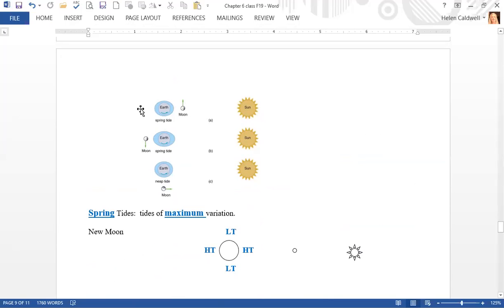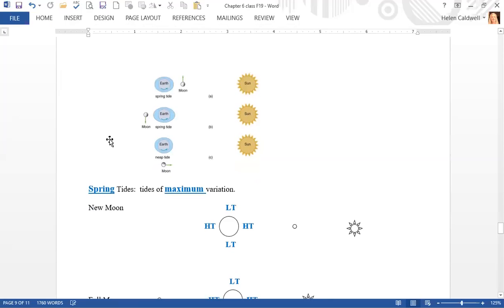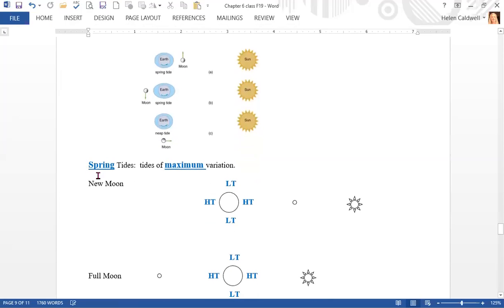And again, if you line up your pencil with the Earth and the moon, that's the line the high tides fall on, and at 90 degrees to that would be low tide. So spring tides, maximum variation.